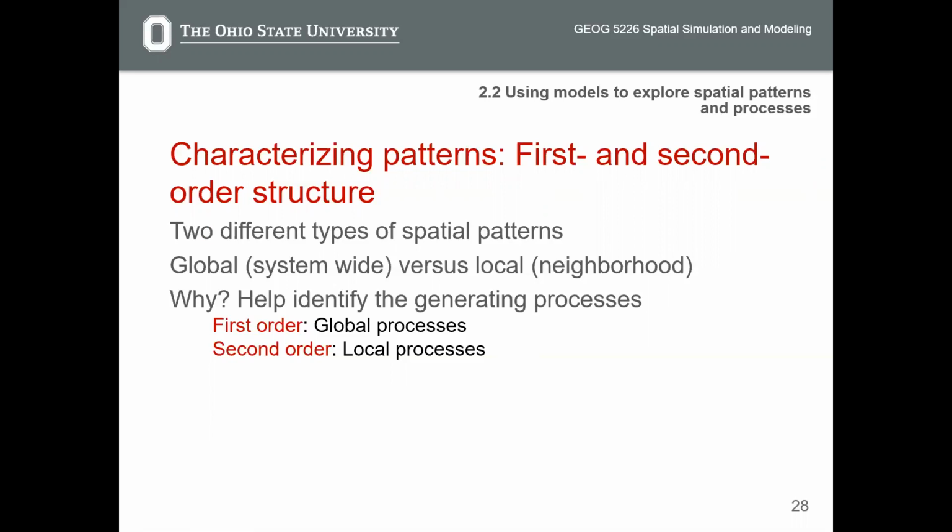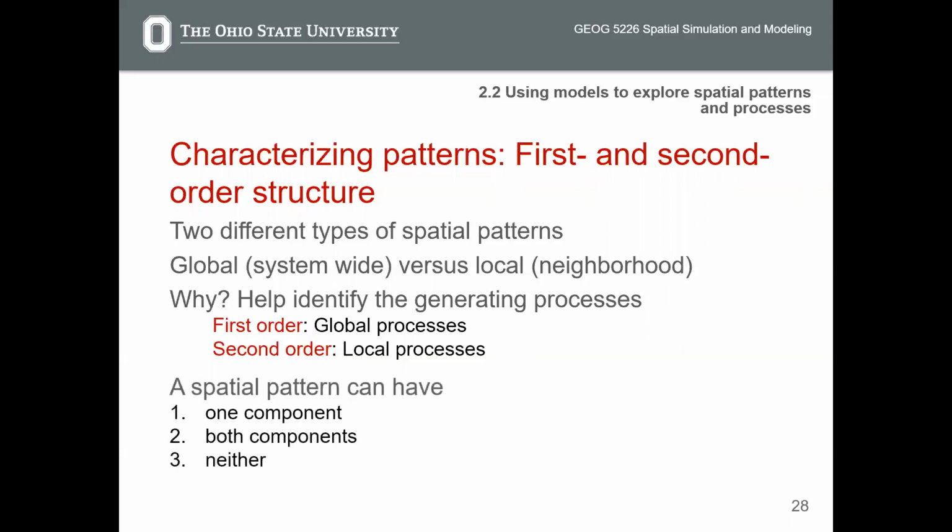If there is a first order structure identified within a specific area, there must be some kind of global process happening here to make this first order structure happen. Similarly, if we have found there is a second order spatial pattern here, then there must be some kind of local process behind this pattern to make it happen.